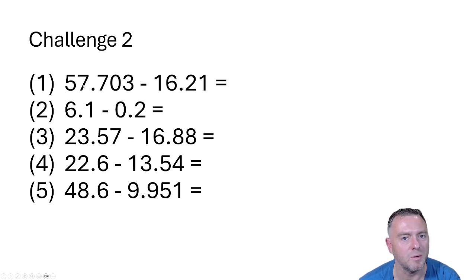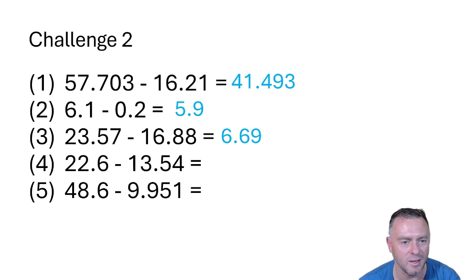Cool. So for the first one, 57.703 take away 16.21 gave you 41.493. 6.1 take away 0.2 gave you 5.9. 23.57 take away 16.88 gave you 6.69. 22.6 take away 13.54 gave you 9.06. And then 48.6 take away 9.951 gave you 38.649.